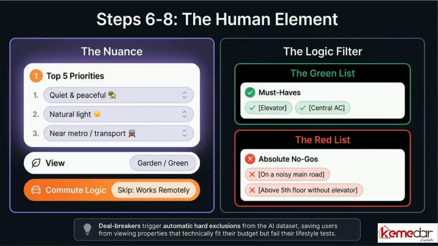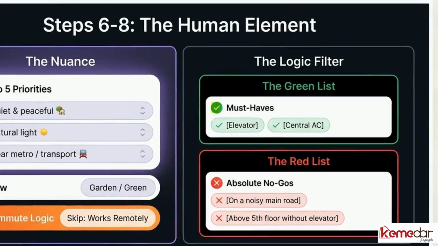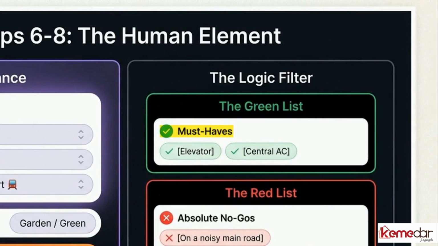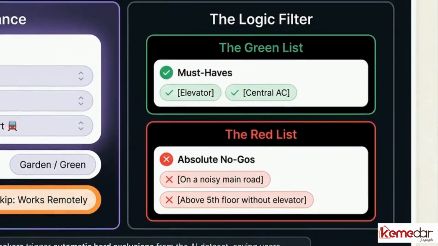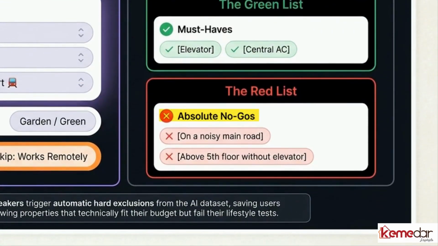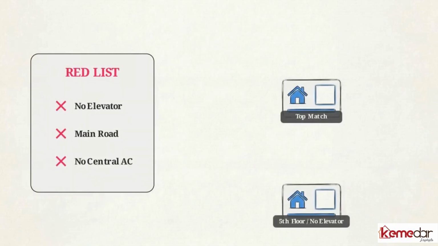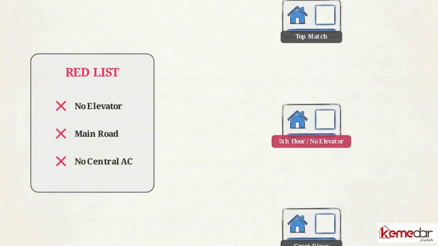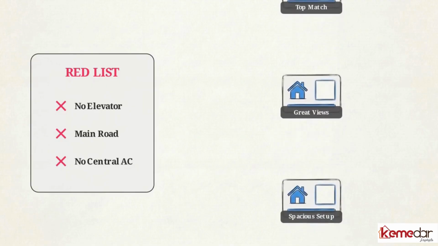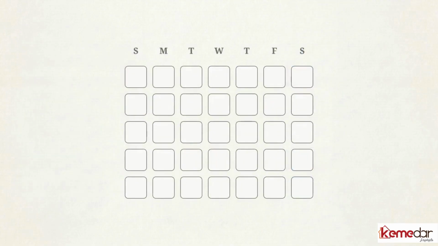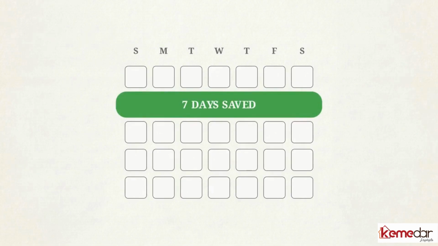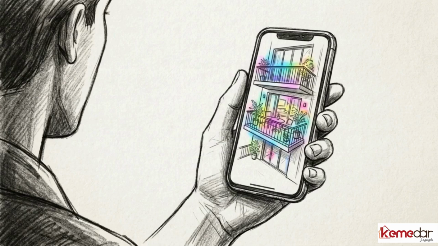This graphic illustrates how the AI processes your requests through the logic filter. First, it builds your green list, compiling the absolute must-have features you've defined. More importantly, it compiles your red list. These are your non-negotiable deal breakers, categorized here as absolute no-goes. Feeding the engine a firm red list forces it to perform hard exclusions. It will automatically hide properties that match your budget but fail your lifestyle tests, saving you hours of wasted review time. With constraints locked in, we move to the mobile app for the discovery phase.